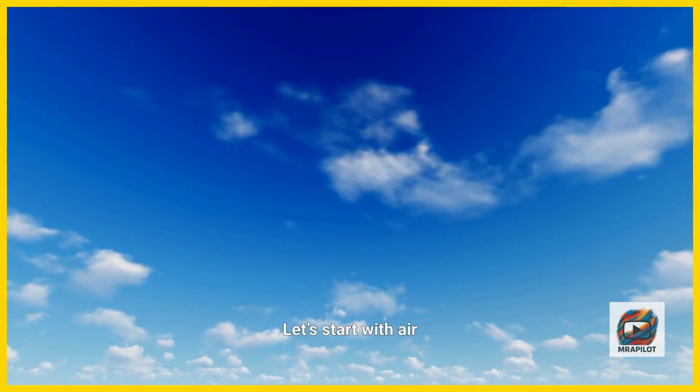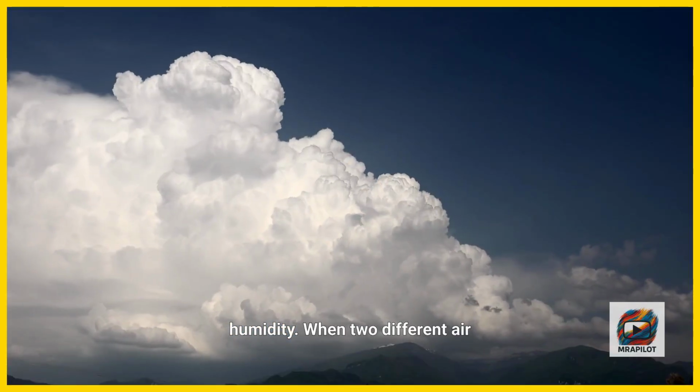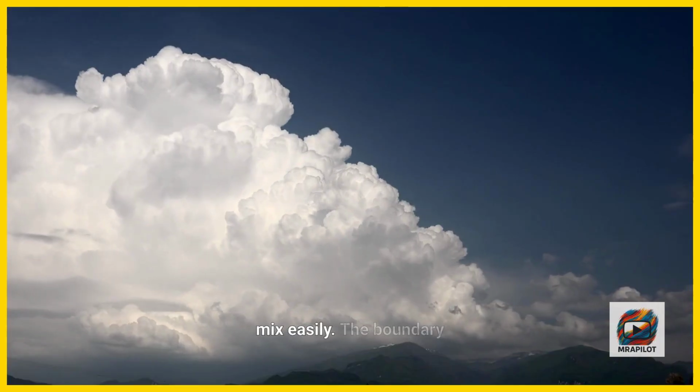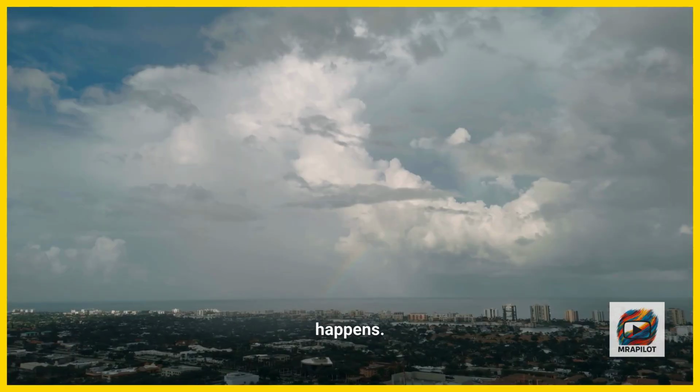Let's start with air masses. An air mass is a large body of air with consistent temperature and humidity. When two different air masses meet, they don't mix easily. The boundary between them is called a front, and that's where the action happens.